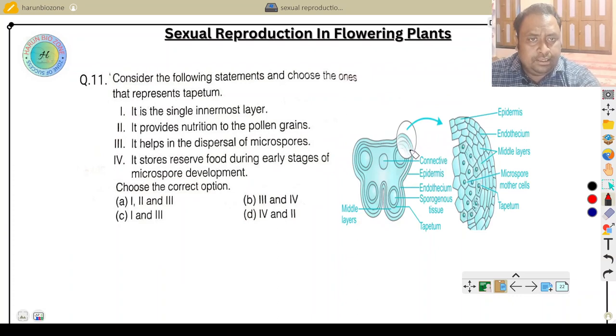Here is the microsporangium, the anther lobe, and 4 lobes are present. If you cut the anther, 4 lobes are present. Here some magnified pictures are present. The outer layer is called the epidermis. Then the endothecium is present here. Then the middle layer is present. These 3 layers help to form the protective layer of the microspore mother cells or sporogenous cells. And here the inner layer is called the tapetum. This is the tapetum layer.